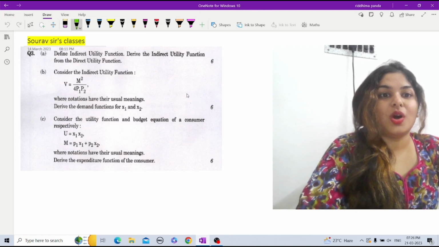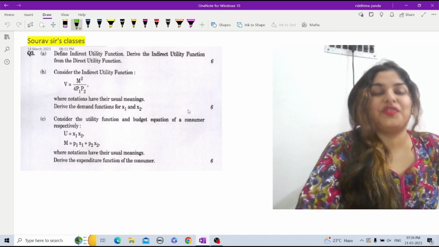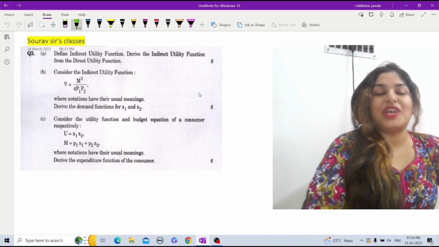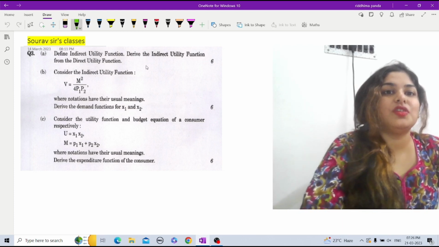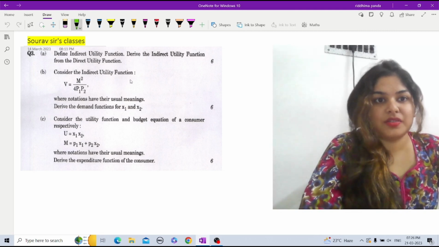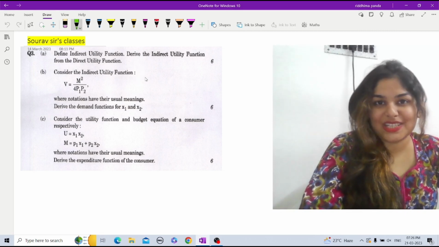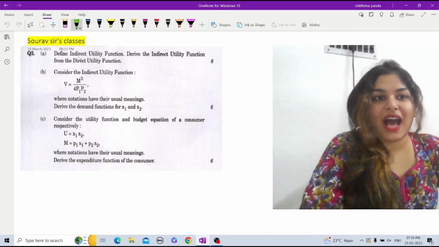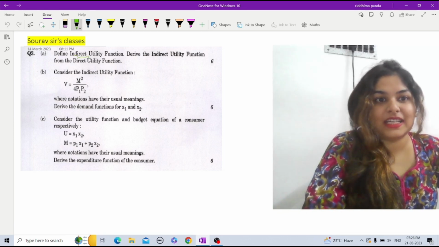Today we are going to solve a mathematical economics question from Indian Economic Service General Paper 1. In front of you is a question that is divided into three parts. The first part is about the indirect utility function. First you have been asked to define the indirect utility function.